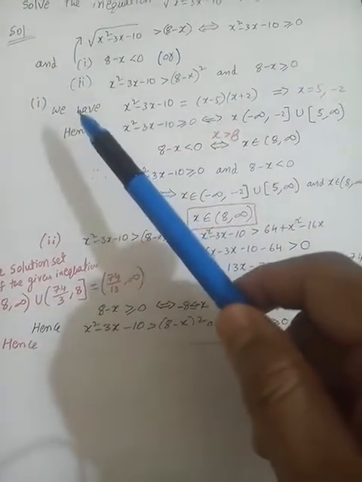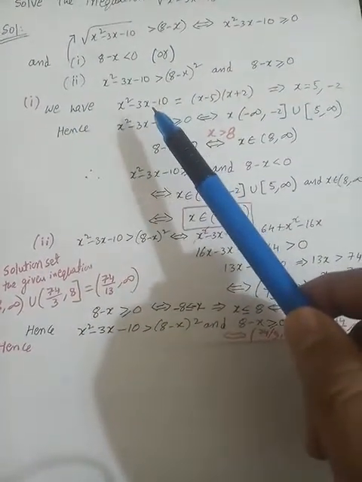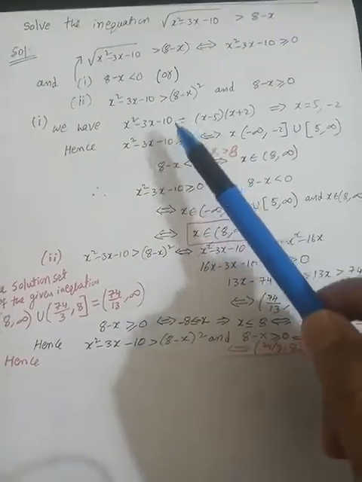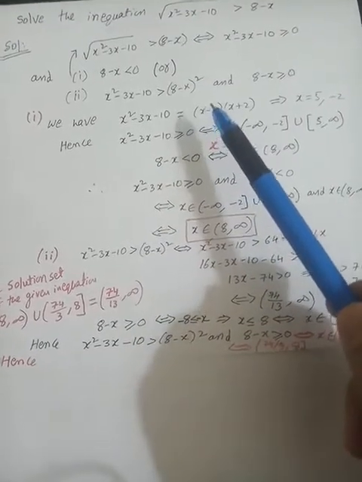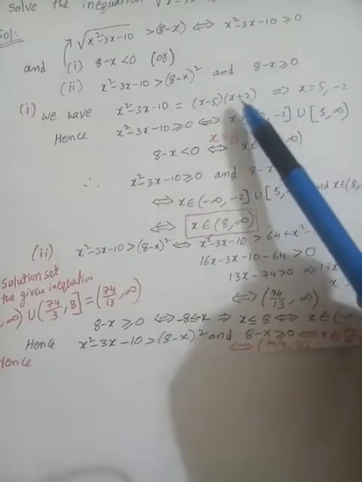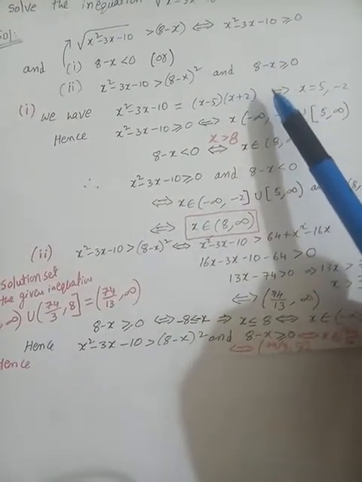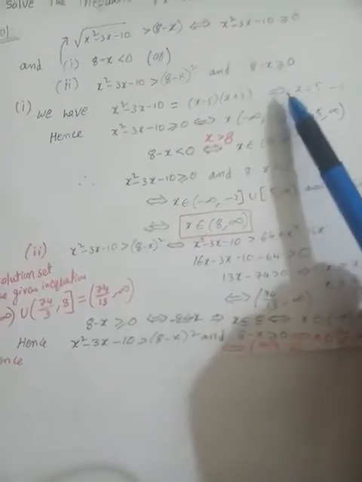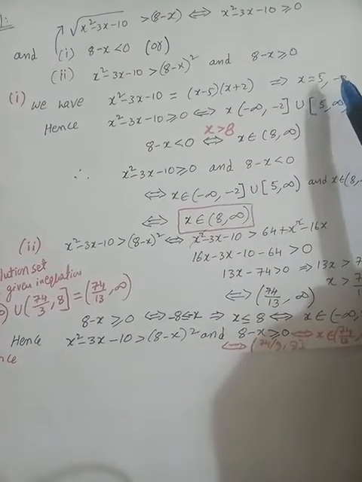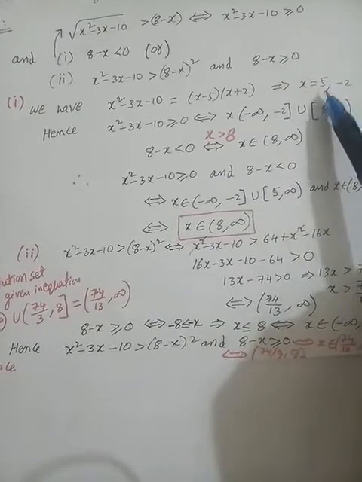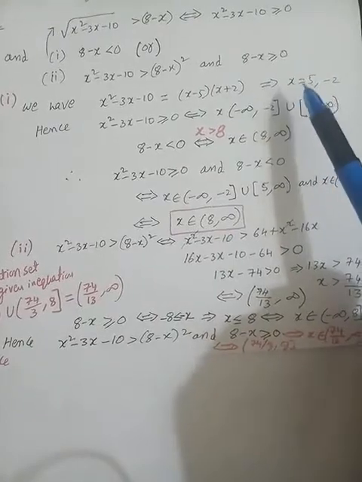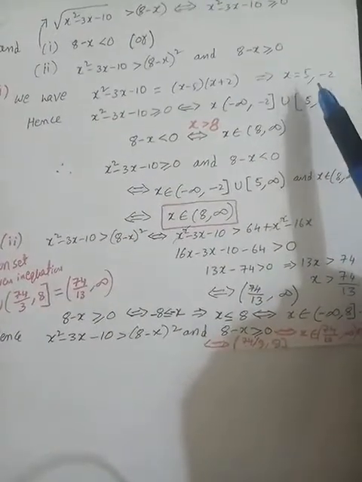So first we start with the first case, where we consider x square minus 3x minus 10 equal to 0. The factors of that are x minus 5 and x plus 2, and if we equate these to 0, we get x minus 5 equal to 0, so x equal to 5, and x plus 2 equal to 0, so x equal to minus 2. So these two are the roots, or the zeros, of the equation: x equal to 5 and x equal to minus 2.